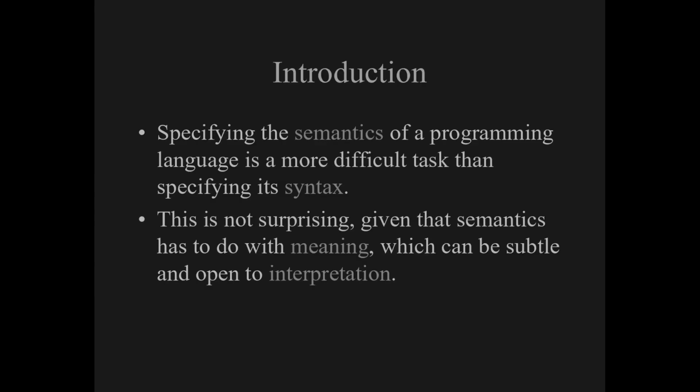Specifying the semantics of a programming language is more difficult than specifying the syntax because semantics is about meaning, which can be kind of difficult to explain sometimes. For syntax, we have the context-free grammars and the BNF or EBNF, which help us formally specify exactly what's valid and what's not valid in the programming language. But with semantics, it's kind of hard to determine sometimes. Okay?